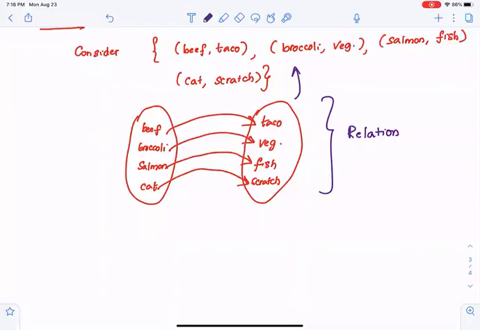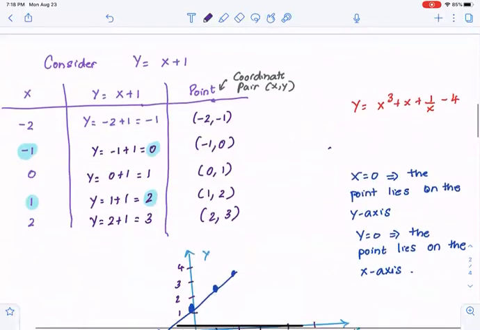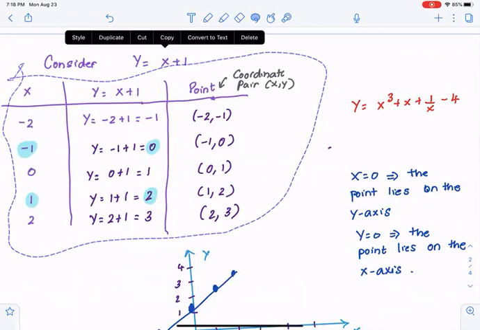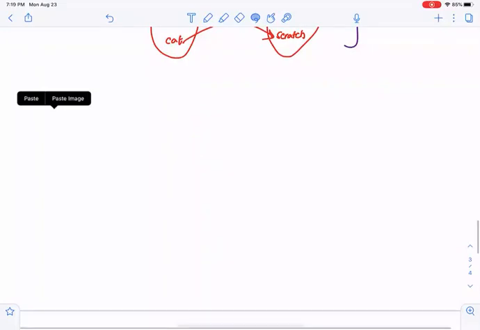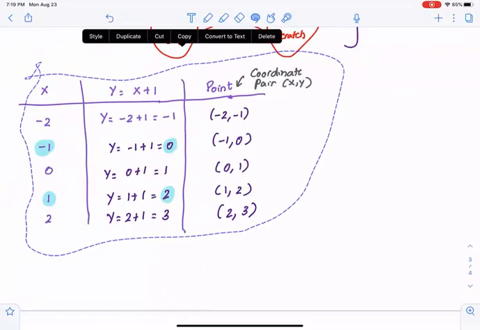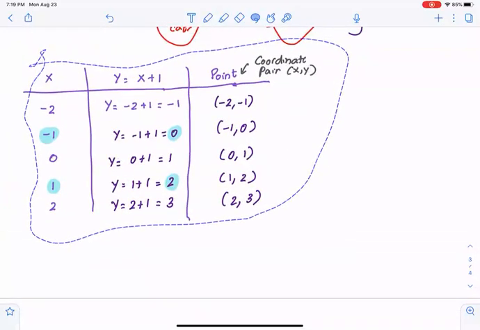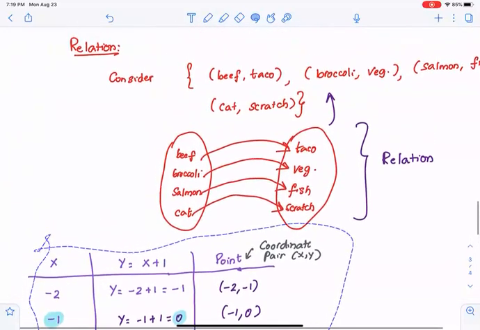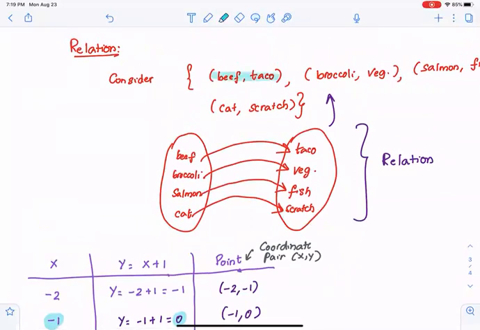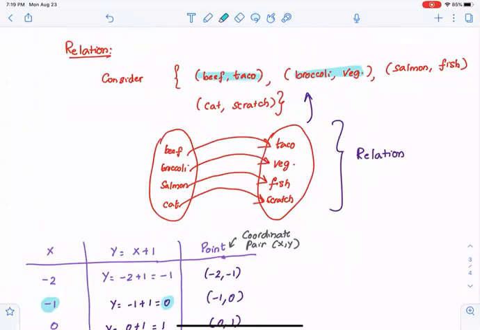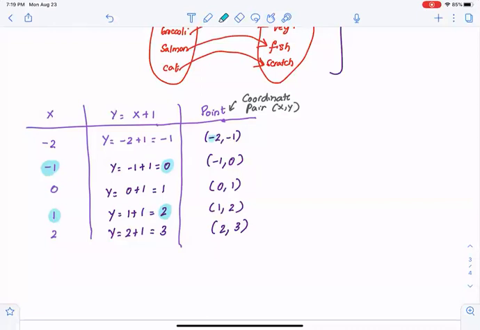This is great and all, but I mentioned that I could take a relation and relate it to a function. So let's go back to that y equals x plus 1 that we had earlier. I am going to argue that we have a set of ordered pairs. Just like the pairs that I have, beef was connected to taco in some way, broccoli is a vegetable, so veg, salmon, fish, cat, scratch. I made a connection. Those are pairs that we had. Now I have pairs of numbers and I could form a set.